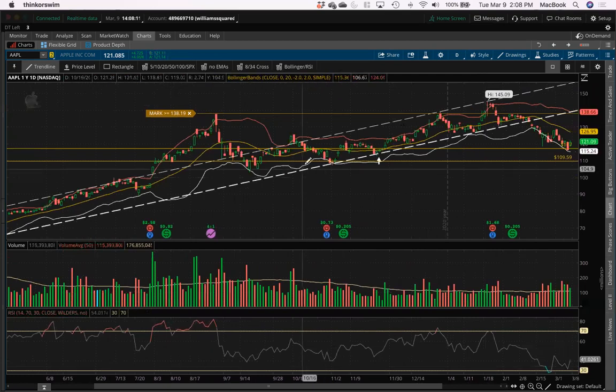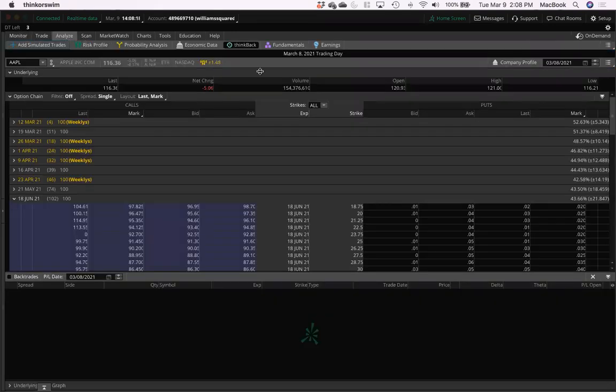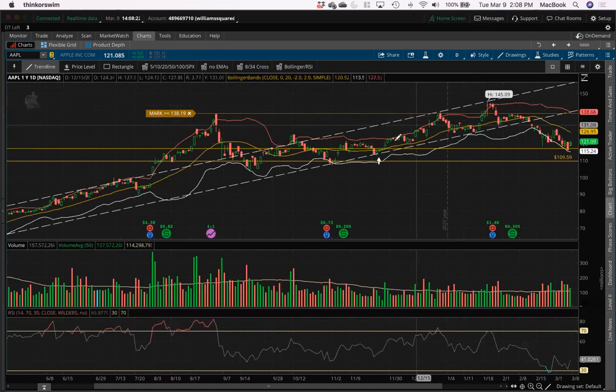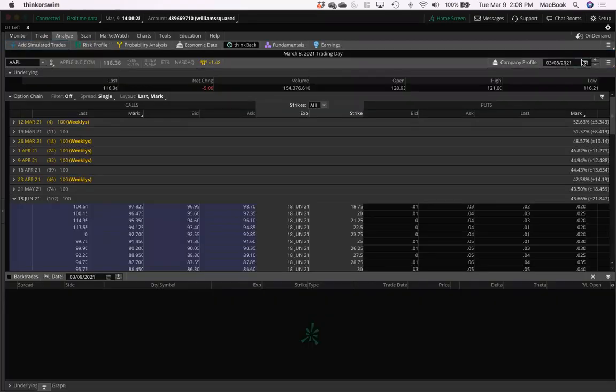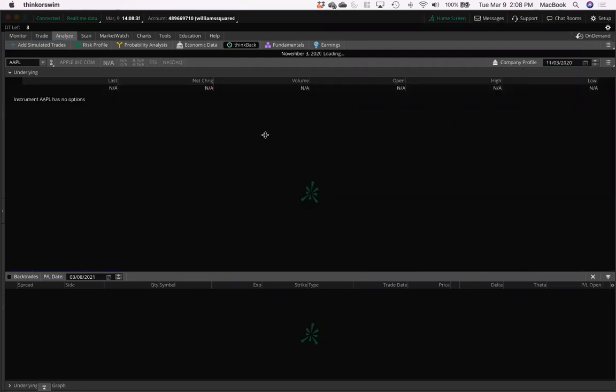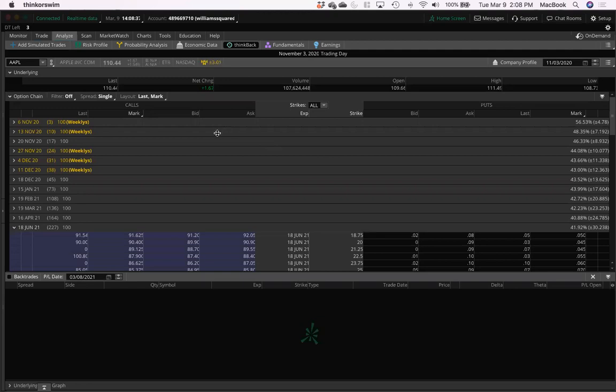So if we go with just utilizing the band, and I said let's go with this November date, what we're going to do in the ThinkBack tool is go back to that date. So what date was that again? That was, here, November 3rd. So on November 3rd in the ThinkBack tool, you would take your calendar back to that date, and now it's going to pull up the option chain based off what was there that day, end of day.